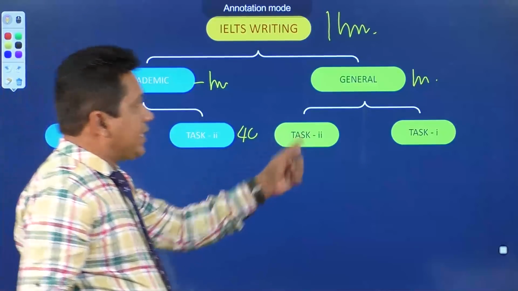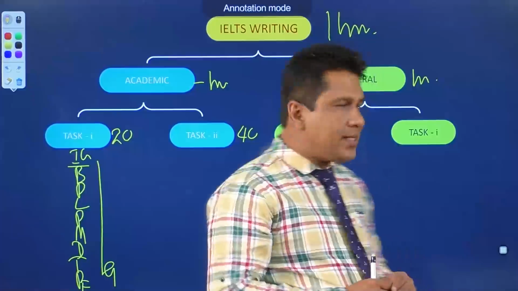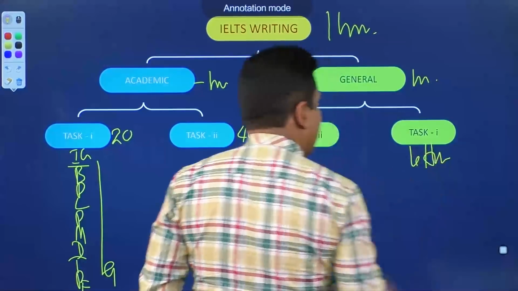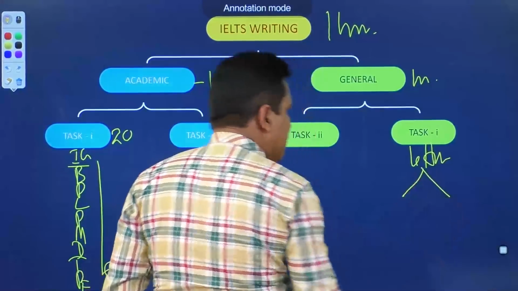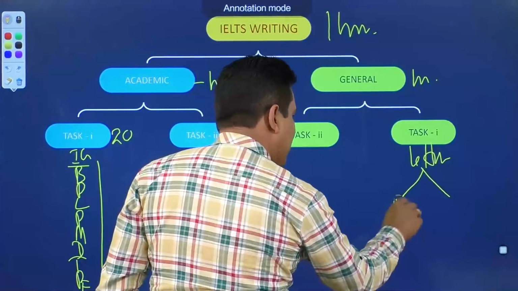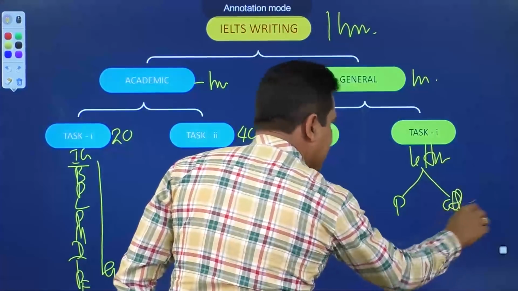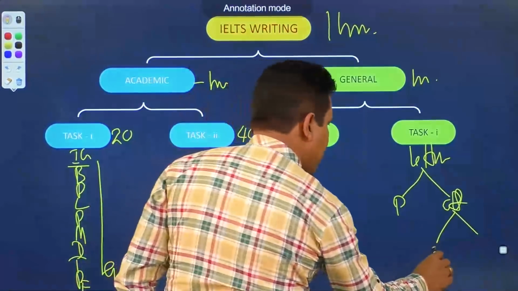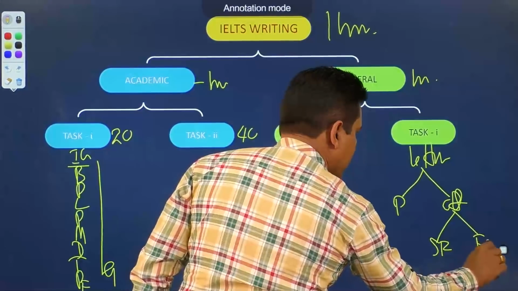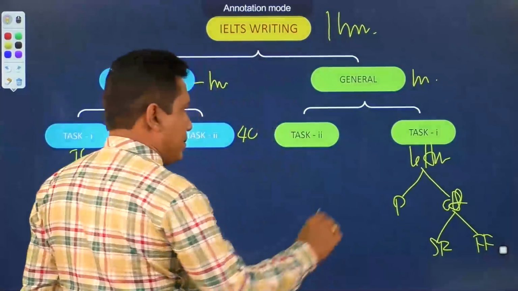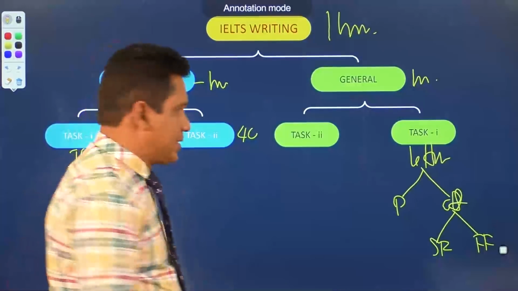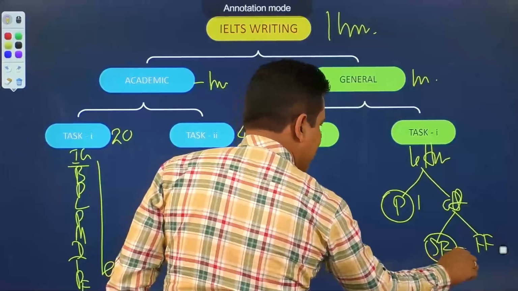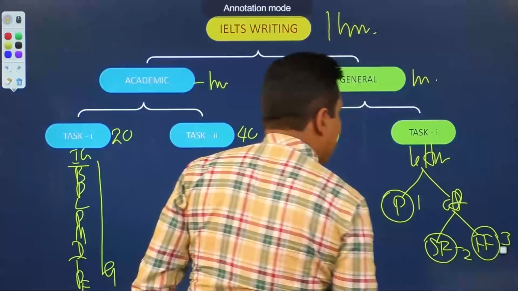And general task 1, we call it letters. Letters are of 2 kinds: personal letters and official letters. Again, official letters divide into 2: semi-formal letters and full formal letters. Mainly, there are 3 types of letters. The first one is personal letter, the second one is semi-formal letter, the third one is full formal letter.